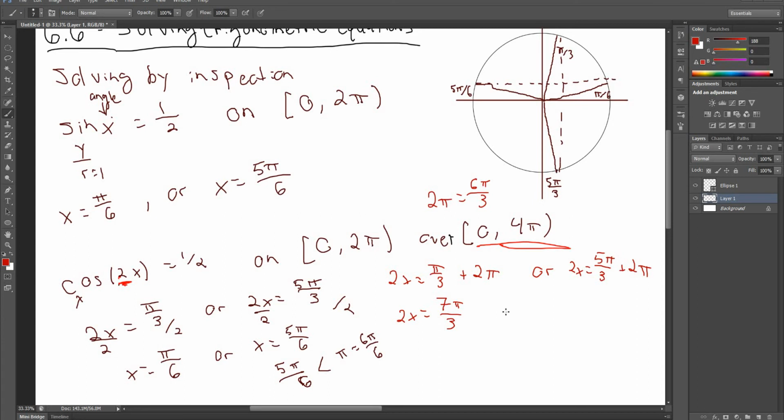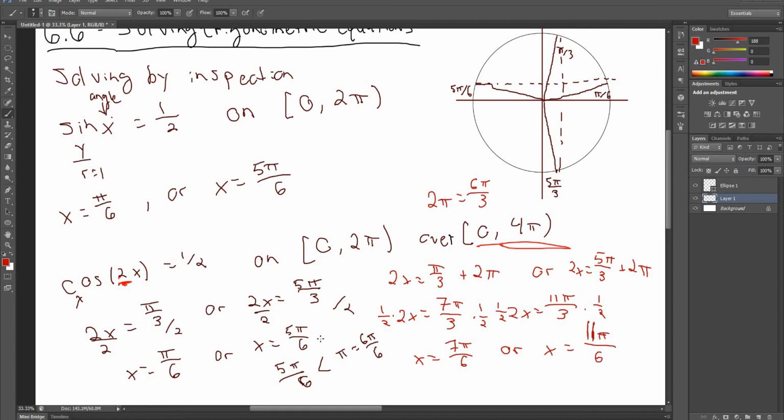I'm going to write that down. Or 2x is equal to 11 pi over 3. Then we still just divide by 2 or multiply by half. And then we also get 2 more answers as x is equal to 7 pi over 6 or x is equal to 11 pi over 6. I'll write my 11 bigger.